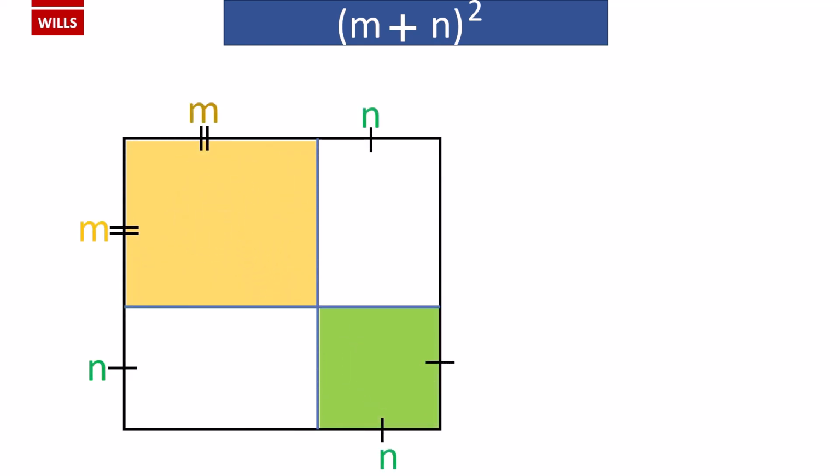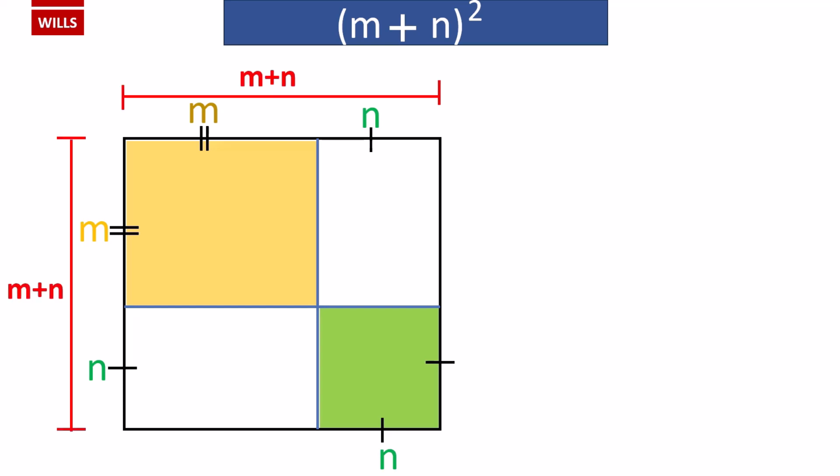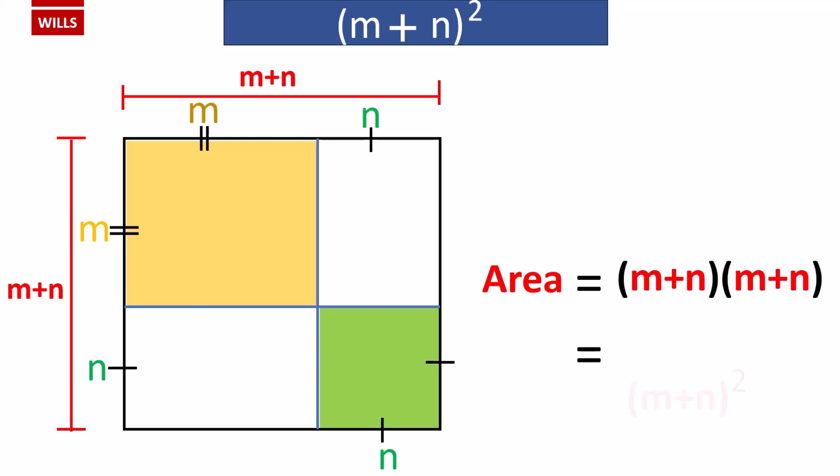For us to get an area of m plus n all squared, the length of our square should be m plus n. This will give us an area of length times length, which is m plus n times m plus n, which is equal to m plus n all squared.